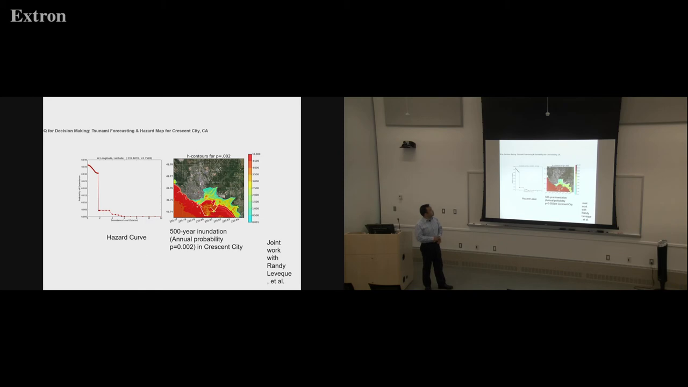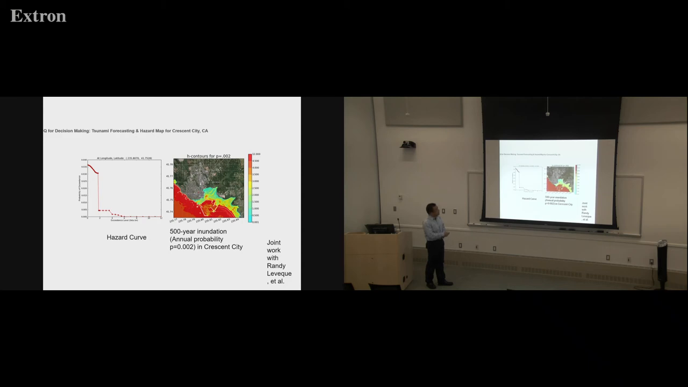We try to build up a so-called tsunami forecast hazard map. So basically in the probability sense, can we evaluate the probability that the height of the wave exceeds some levels?